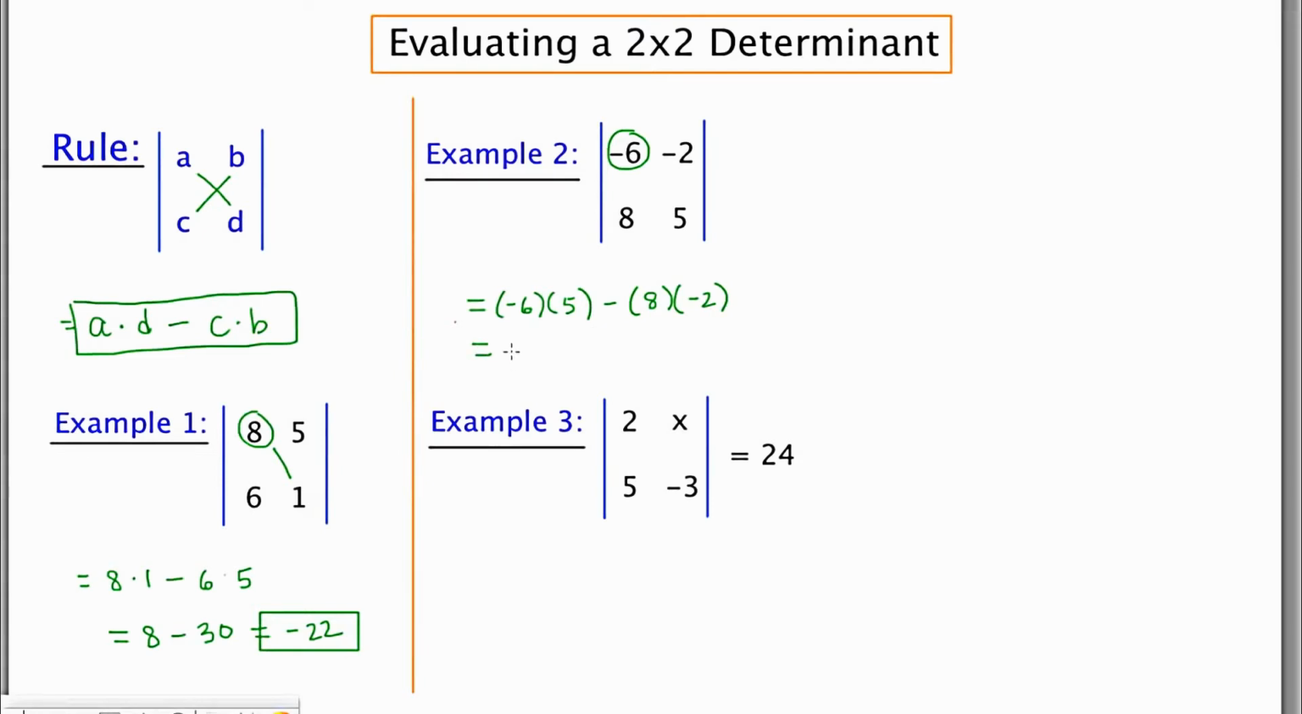Negative 6 times 5 is negative 30. 8 times negative 2 is negative 16. Minus a negative, of course, becomes a positive. So we end up with negative 14.